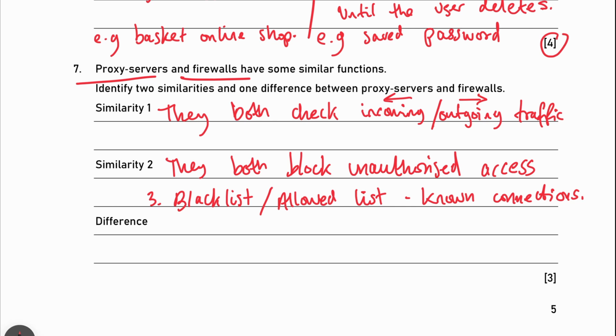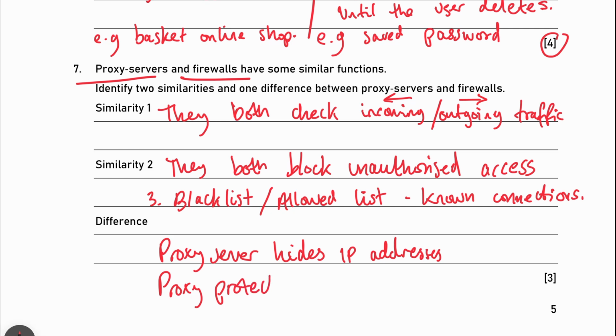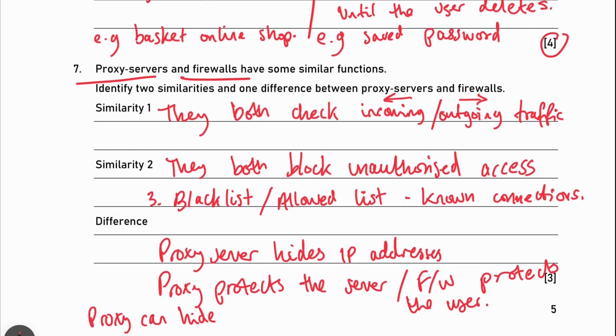A difference? Well, a proxy server hides IP addresses, a firewall doesn't. The proxy protects the server, the firewall protects the user. A proxy can also hide the internal network, whereas a firewall doesn't. And like I said, guys, proxy servers are one of the most complicated things to understand in this unit, but everything else is fairly simple to understand.